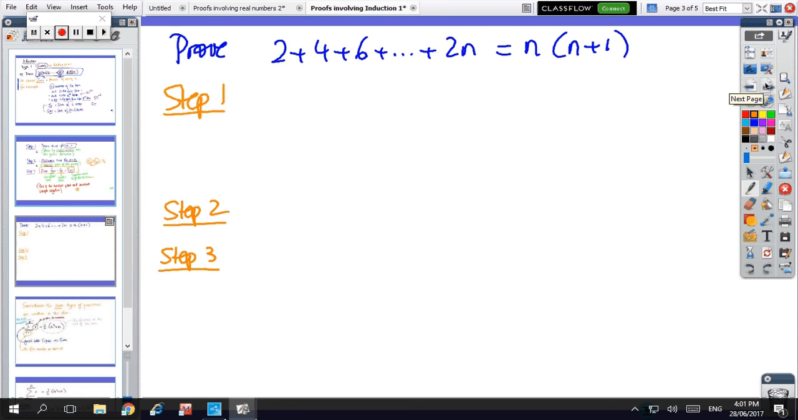Okay, so what we're going to look at are the steps for the example that we did. So step 1 is n equals 1. I'll change colours just so it stands out. So n equals 1, the left-hand side equals 2. So, okay, so here's the equal sign.